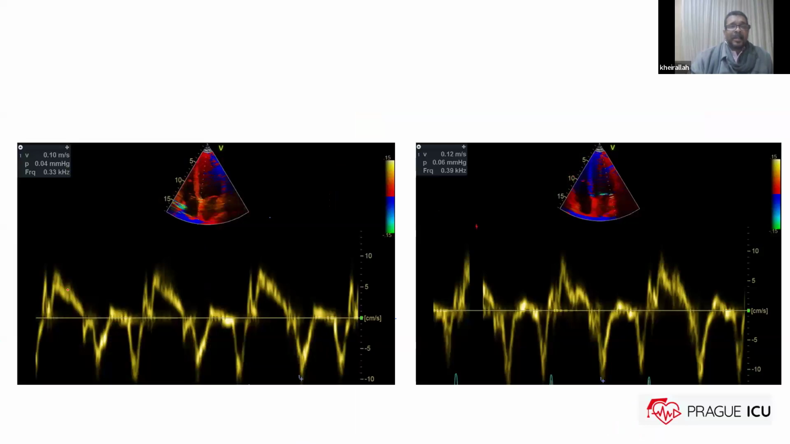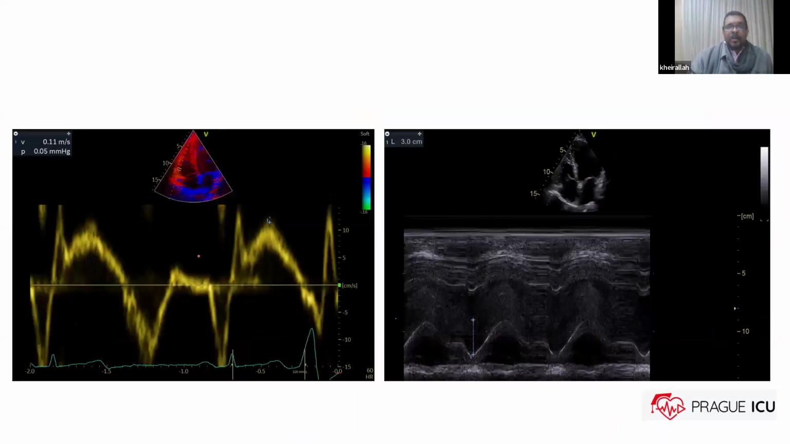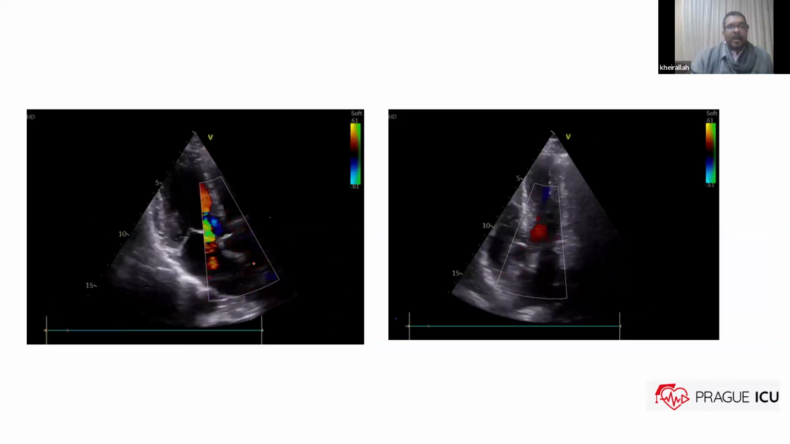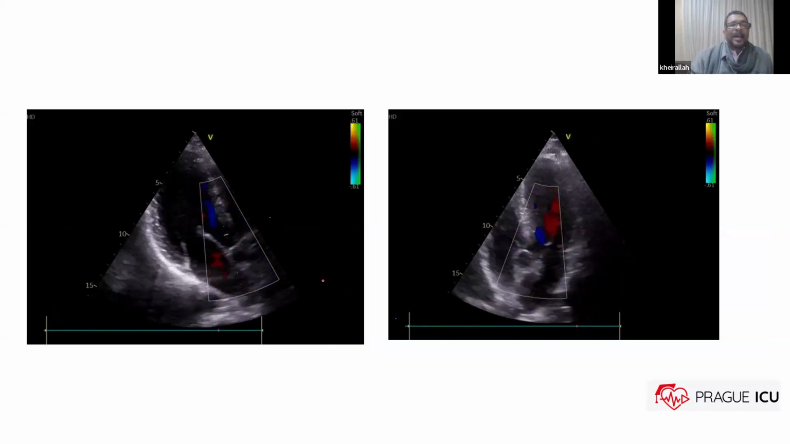TDI is like this one, tissue Doppler images. So here we are interrogating the medial annulus, and that's what we get. Here the lateral annulus, and here what we get, okay? So this is tissue Doppler images. Again, this is tissue Doppler images of the right ventricle. And this is color Doppler.